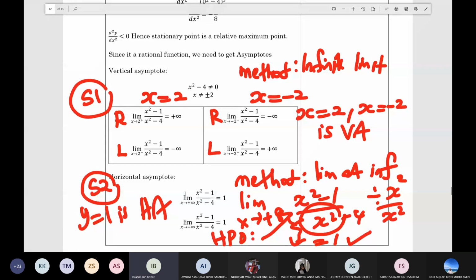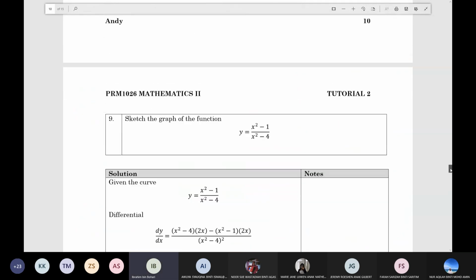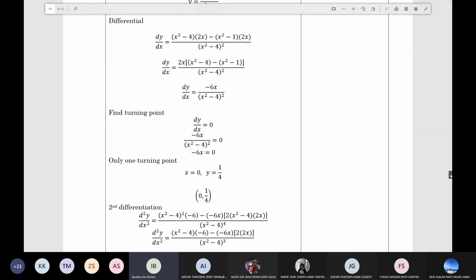Okay. And step 3, find the stationary point of the function. Let's go up, okay, rather than upside down. Okay, check.